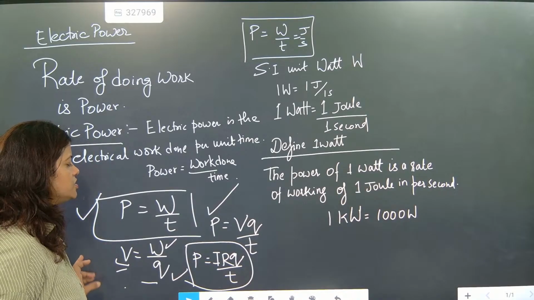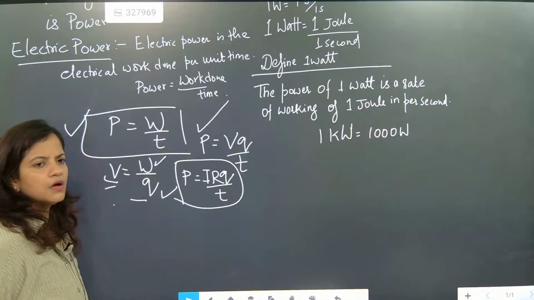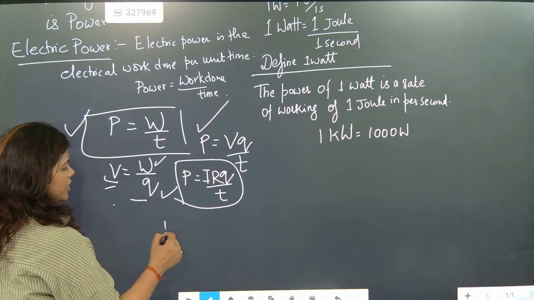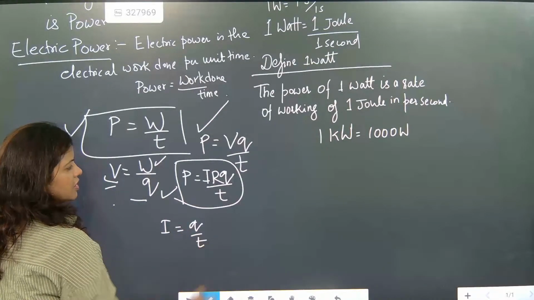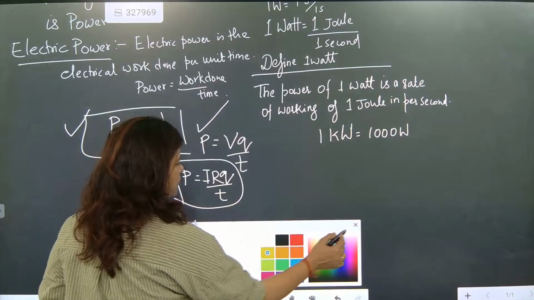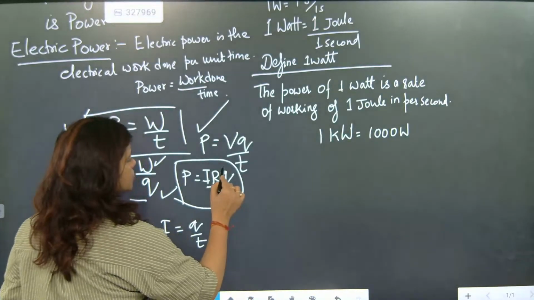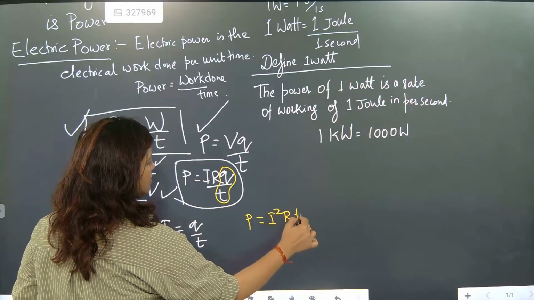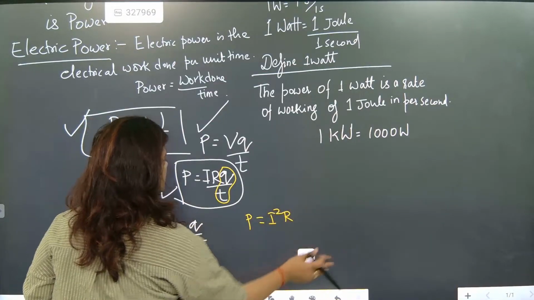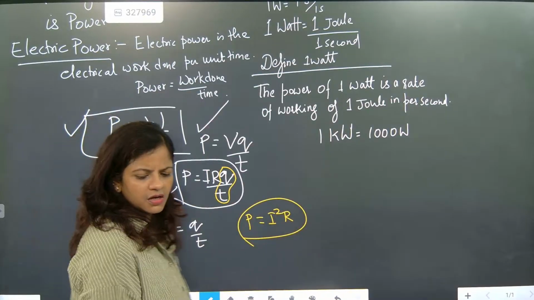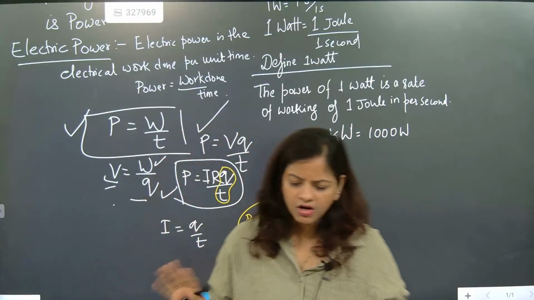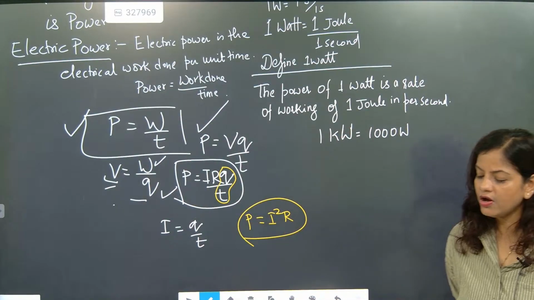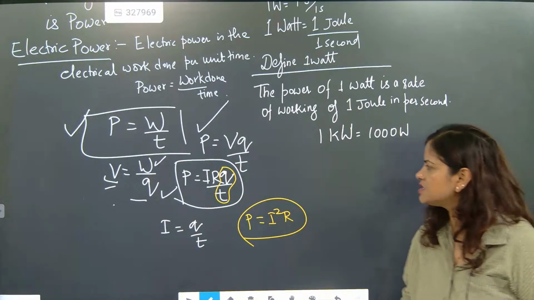Now one more formula of current is there. What is the formula for current? I is equal to Q by T. So here Q by T is there. Come on, check. We can derive on our own. I is equal to Q by T. So P is equal to I square R. We derive the formula on our own. P is equal to I square R. This is exactly the derivation.